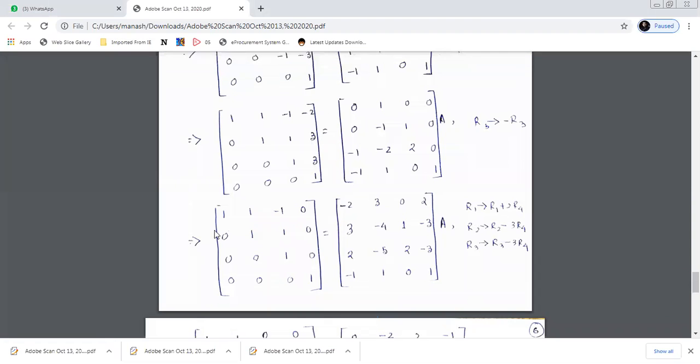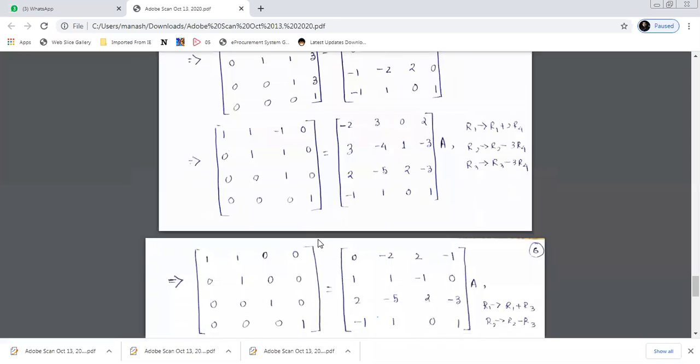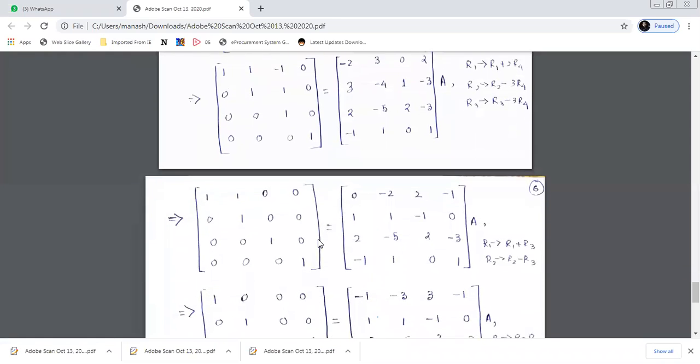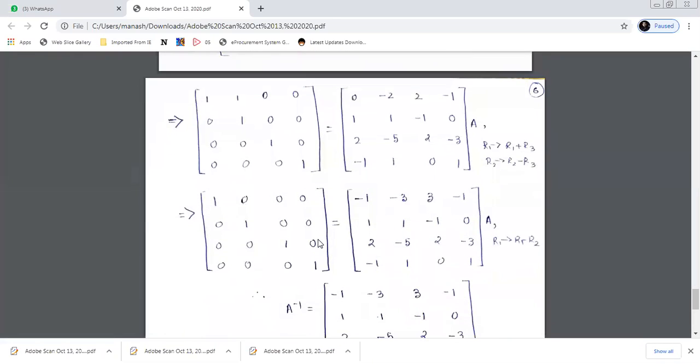Okay. So similarly, by proceeding in this way, I discussed all these steps here. At last you will get this identity matrix, and obviously then we can say this is the inverse of A. Okay, this is the inverse of A.